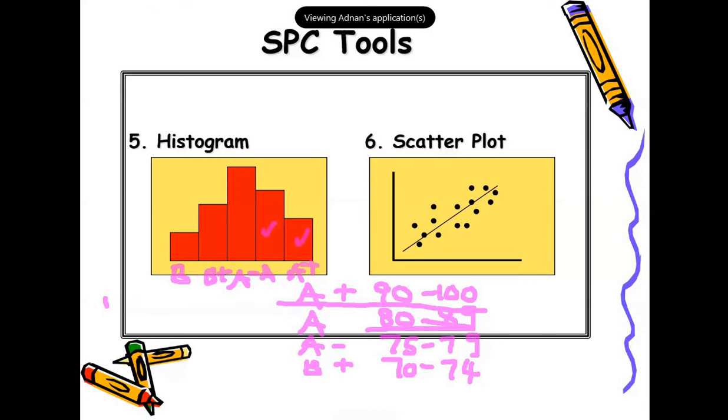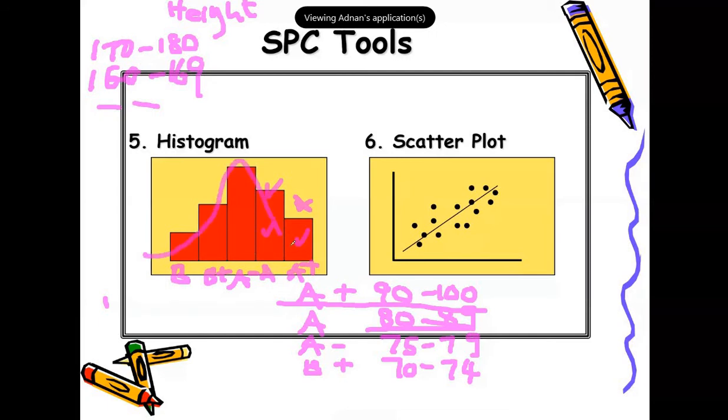Same thing also for your height, okay? You are plotting the height of your class, you have to know the range, perhaps 170 to 180. It will fall under this category. And then for the next one, perhaps between 160 to 169, you will have this one, and so on. So that you can finally get the shape of the distribution of the height.